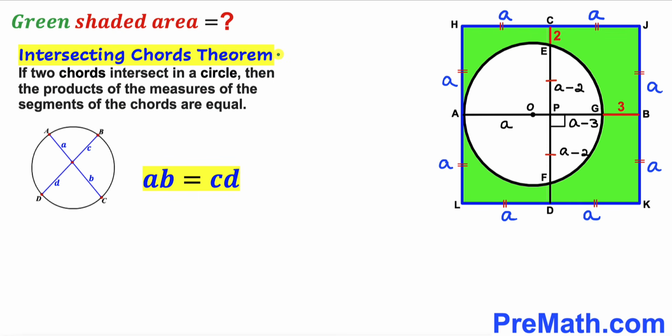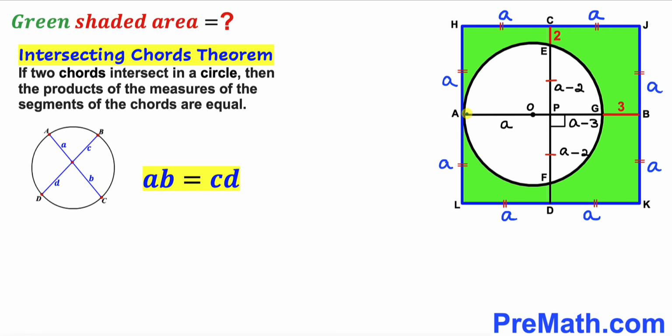And now let's recall the intersecting chords theorem. According to this theorem, if two chords intersect in a circle, then the products of the measures of the segments of the chords are equal, as you can see in this given diagram. And here we can see we got these two chords AC and BD, and they intersect each other at this point. And as a result, we ended up with these segments A, B, C, and this segment D, such that A times B equals the segments C times D.